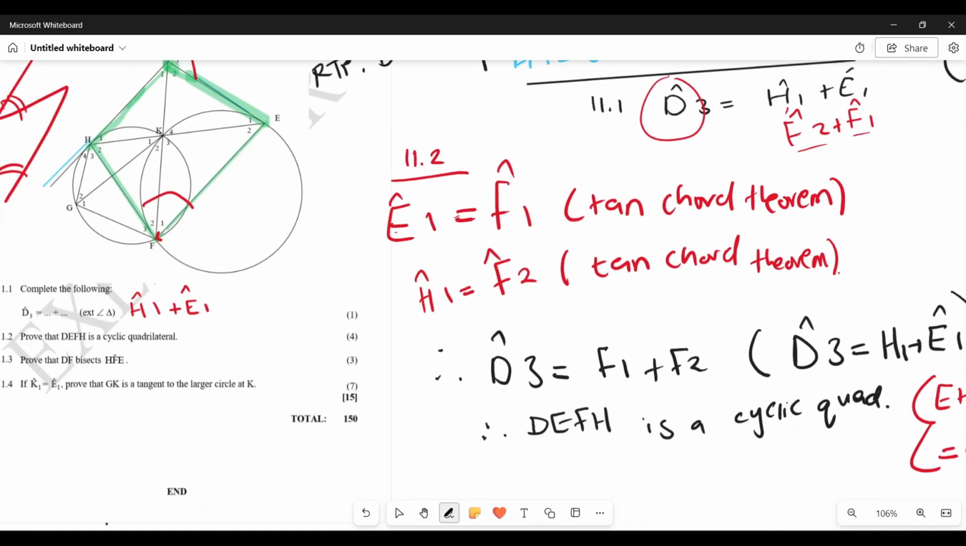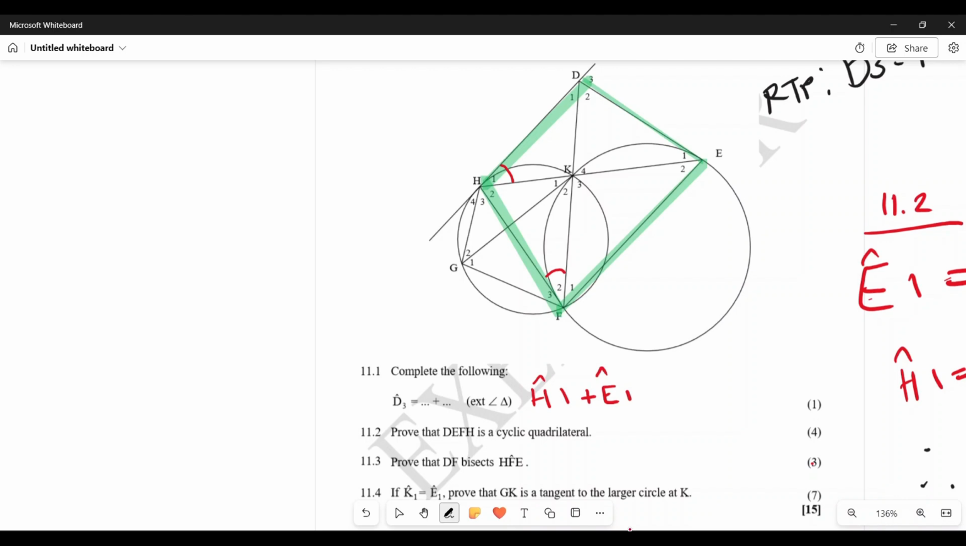Right. And this will be our reason. Now, let's move on to the next question, 11.3. For the next question, we need to prove that DF, which is this line right over here. If I were to highlight the line, this is our line DF. We need to prove that this line DF bisects this angle F.